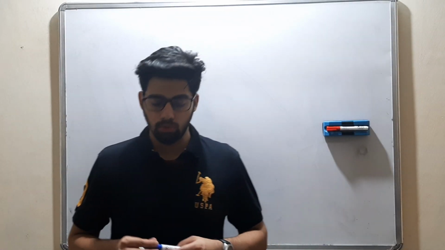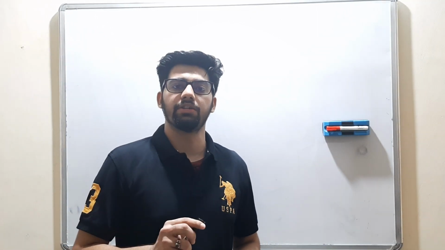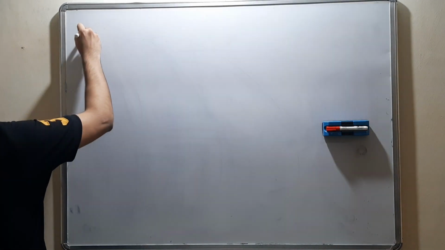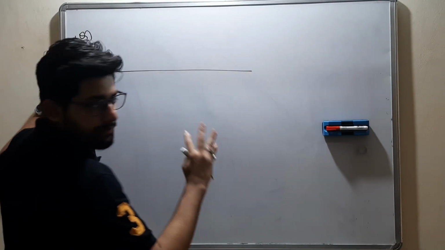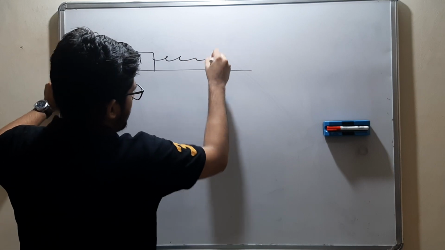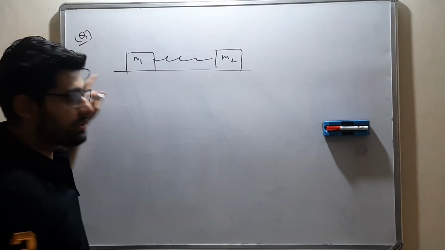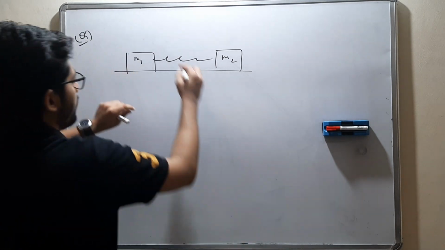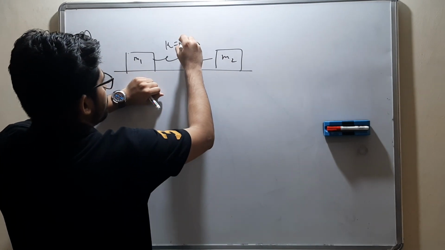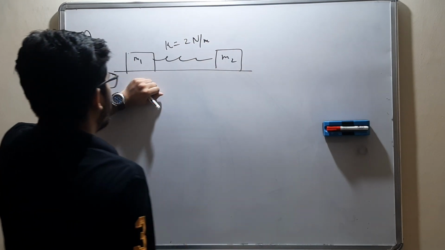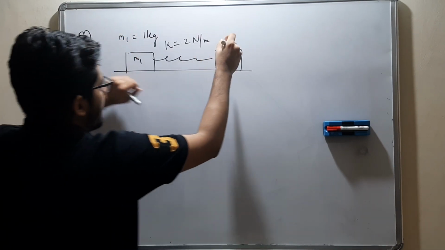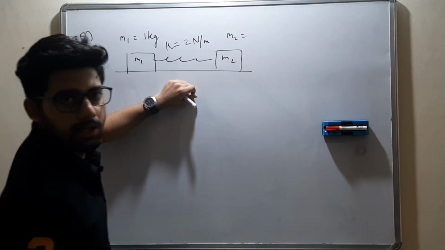Hi guys, today I am going to discuss a very important question related to the energy momentum concept. Suppose I have two blocks, of mass m1 and mass m2, connected with a spring. The spring constant K is provided, let's say 2 Newton per meter, and m1 is 1 kg, and m2 is 3 kg.